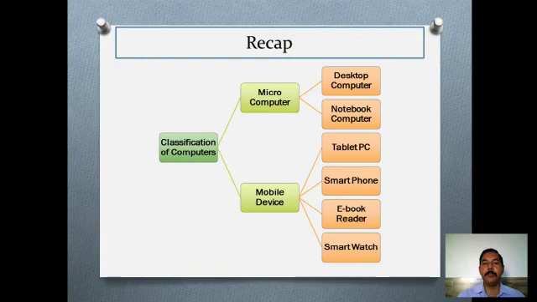So in today's video, we have studied about classification of computers, basically microcomputer and mobile device. In microcomputer category, we have discussed about desktop computer and notebook computer, that means laptop computer. In mobile device category, we have discussed about tablet PC, means tab, smartphone, ebook reader, and smartwatch.